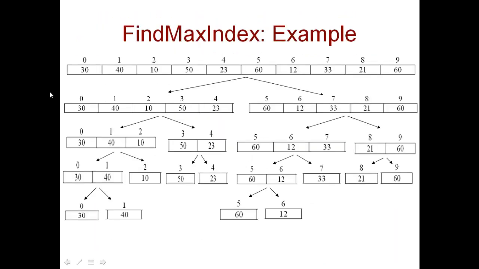So in this case, we're working with 0 and 9. The middle index will be (0 plus 9) over 2, which is 4. So then what we'll do is from the left index, which is 0, all the way to the middle index, that's one subarray, and then from middle index plus 1 to the right index, that's another subarray.